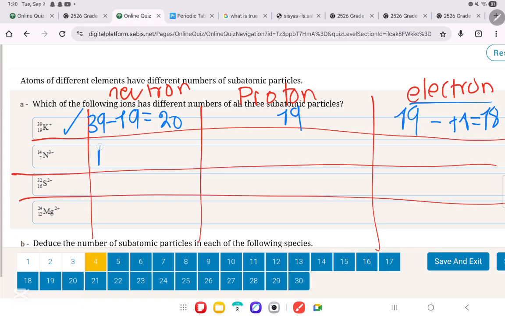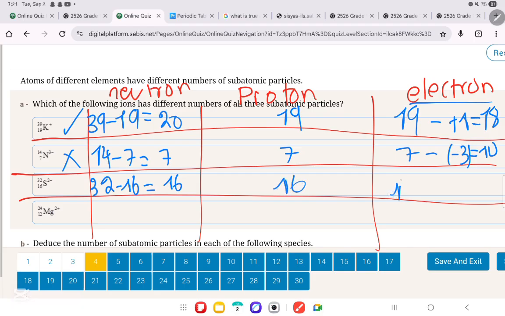How many neutrons do we have? 14 minus 7, which is 7. How many protons do we have? 7. How many electrons do we have? We have 7 minus 3, which is 10. So definitely this is wrong. Why? Because neutron and proton is the same number. Let's go on with this one. This is 32 minus 16, which is 16. This is also 16. And this is 16 minus 2, which is 18. Again, you have neutron and proton, same number. Because they're the same number, it's not considered.